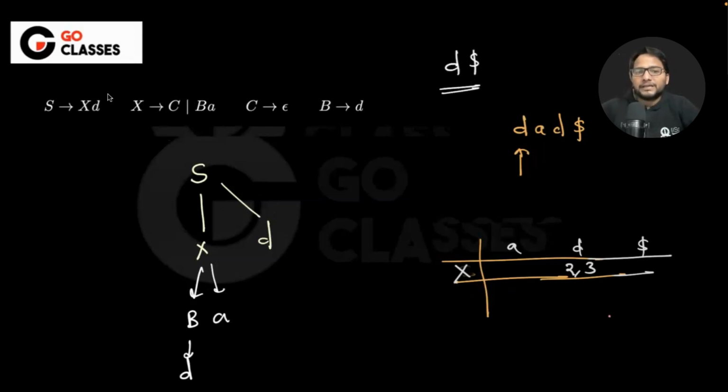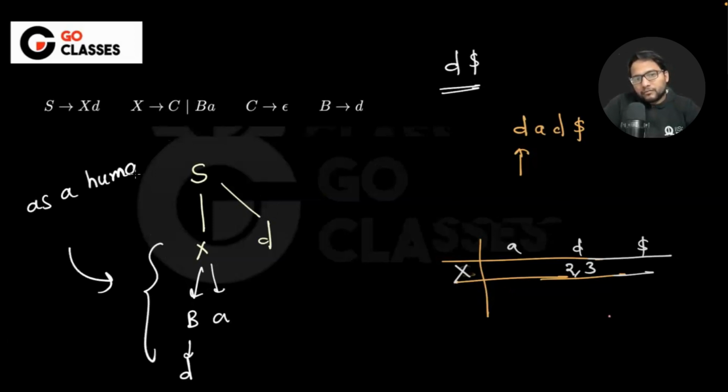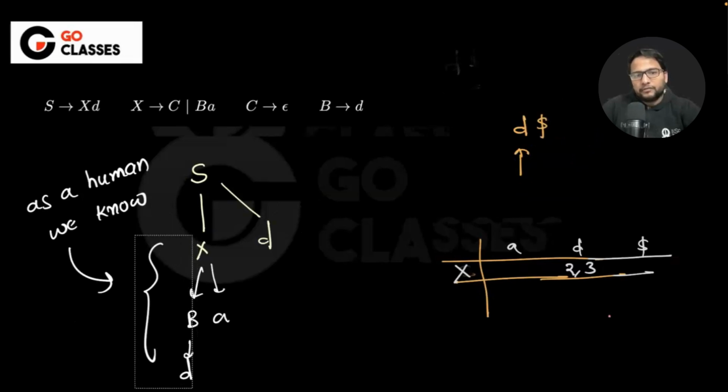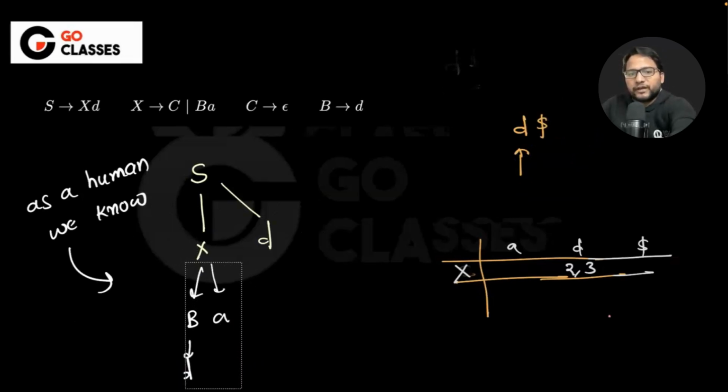See here, BA is a good choice. We have resolved the conflict manually, right? As a human, we know. But let's suppose the string is D only. In that case, what will happen? Let's just try to parse this. If the string is D only, then you will say that, okay, till this point, I don't have any confusion. So till this point, things are fine.